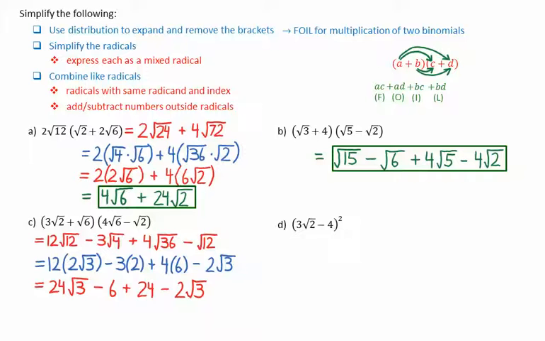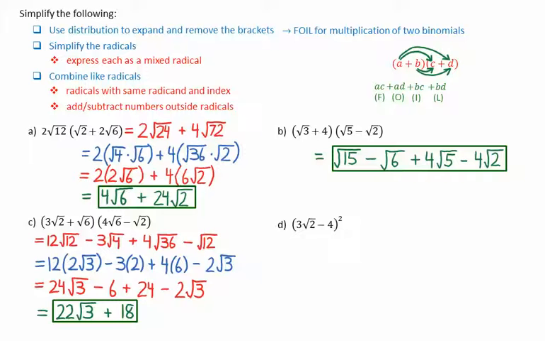We then can combine the like terms. In this case, we have like radicals. 24 root 3 minus 2 root 3 gives us 22 root 3. And negative 6 plus 24 gives plus 18.